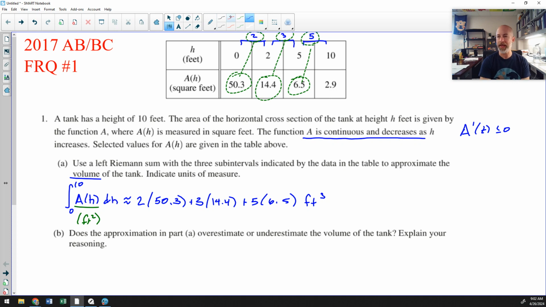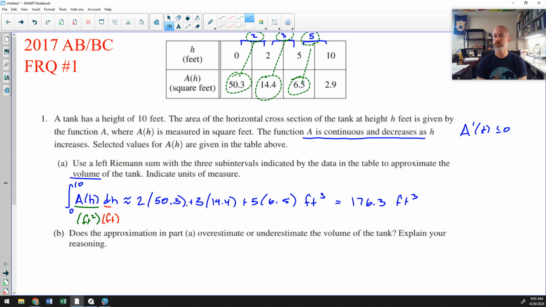All right, there. dh is a literal change in height, and my height is measured in feet, so that's like a dh or delta h. And feet squared times feet is feet cubed. You do not need to simplify this. Stop right there on the AP exam. The answer is 176.3. So if you did punch that in a calculator, that is what you need to write.